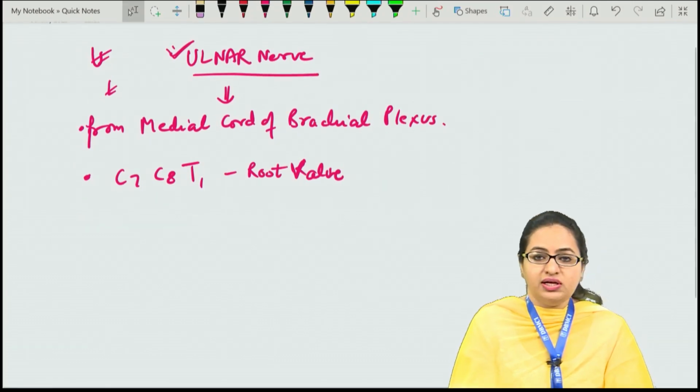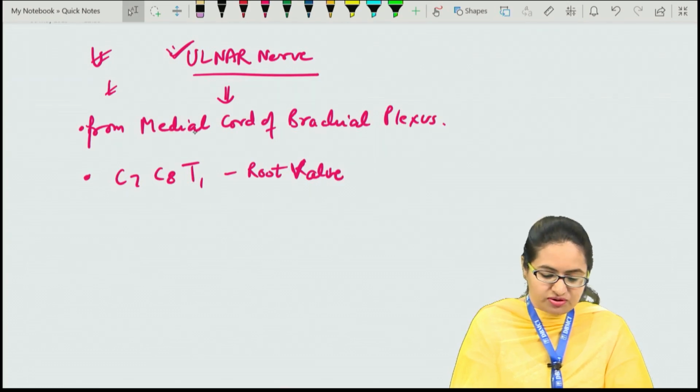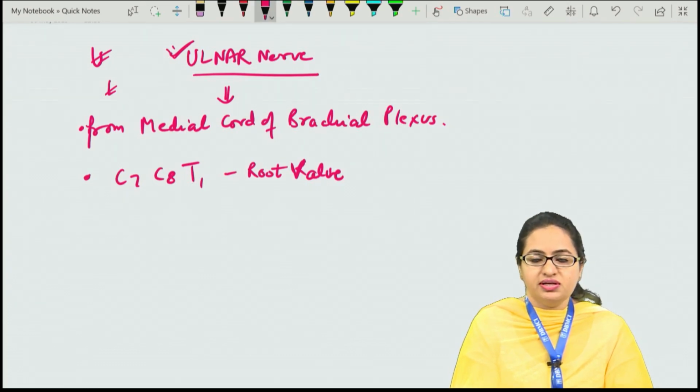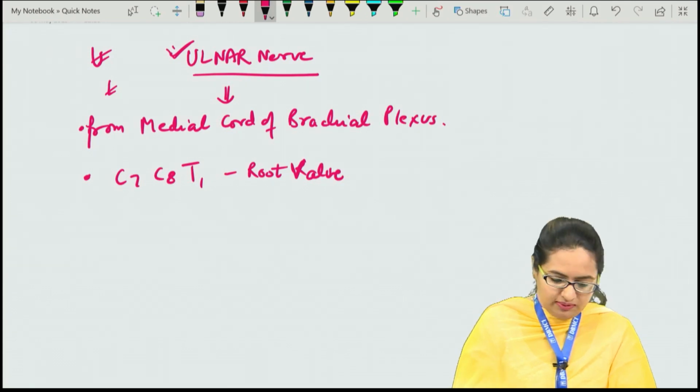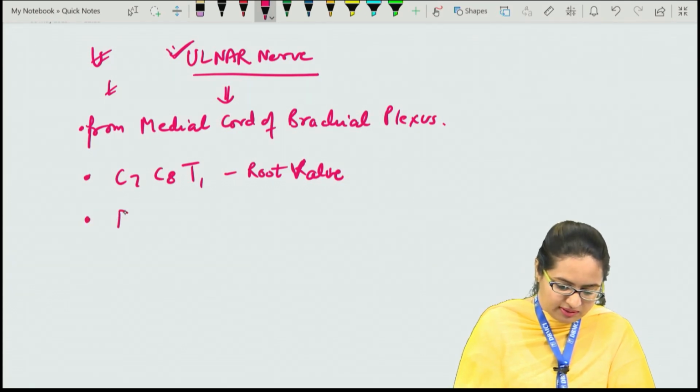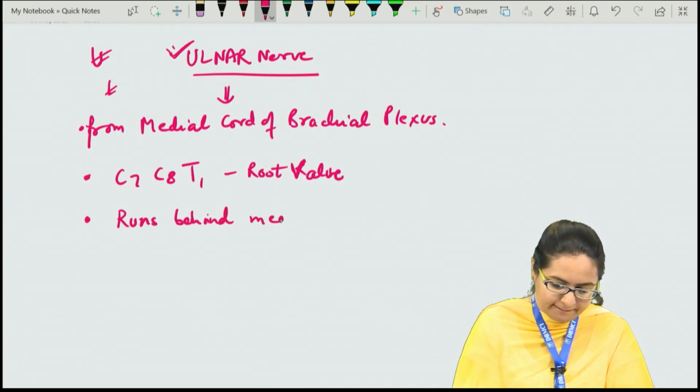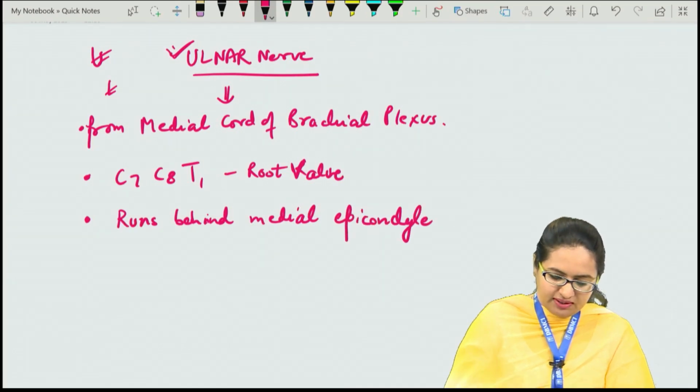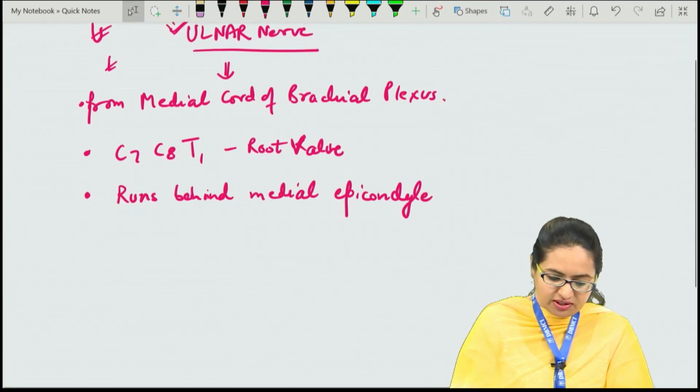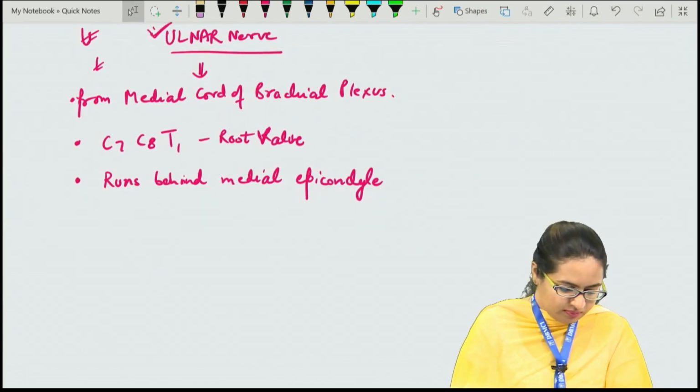Now after origin of the ulnar nerve, it is related to the medial part of the third part of the axillary artery, and then it runs down in the arm. In the arm it is not giving any branch, it just runs behind the medial epicondyle. So it is related to the medial epicondyle, it runs behind the medial epicondyle. Then as it comes down, it gives various branches. In the forearm, it is giving 2 branches.